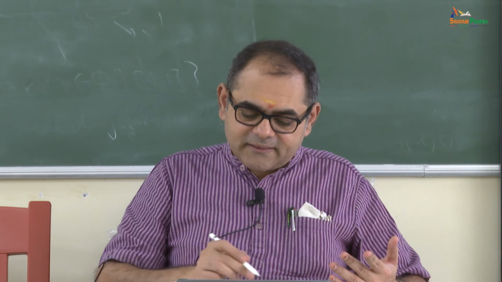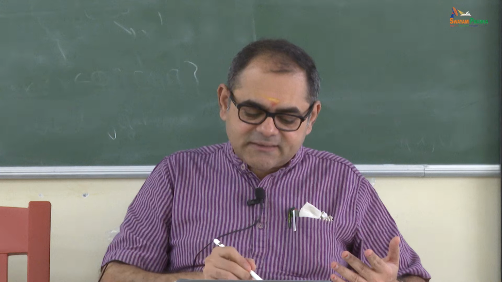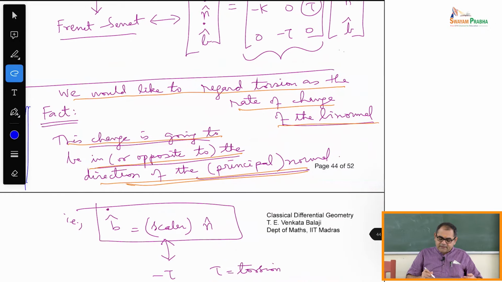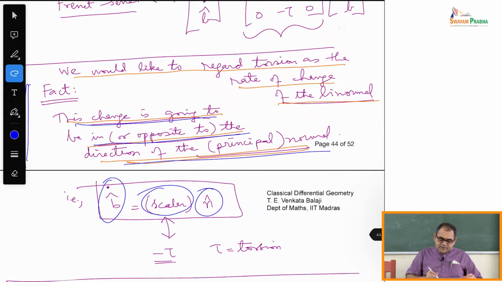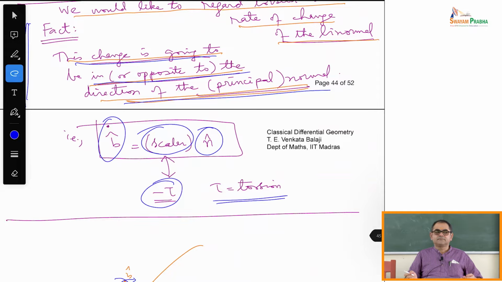That is what is really going to happen, that's what I have mentioned here. So here is the fact: the change in the binormal is going to be in a direction parallel to that of the principal normal. Therefore the change in the binormal will be a scalar times that direction, and that scalar is going to be written as minus tau, where tau is the torsion. So in other words, the magnitude of the torsion, mod tau, is just the norm of b hat dot.